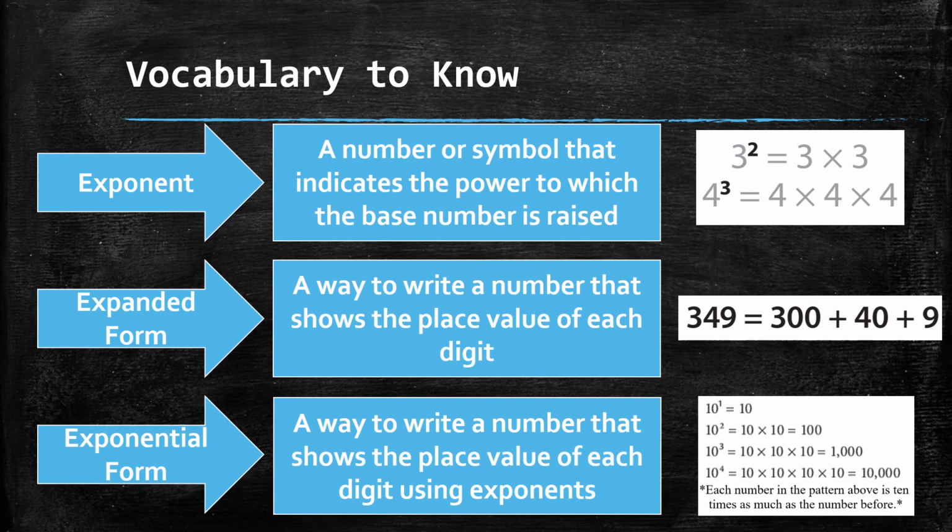And last, we have exponential form, a way to write a number that shows the place value of each digit using exponents. So over to the right, we have 10 to the first power equals 10, 10 to the second power equals 10 times 10, which also equals 100, 10 to the third power, which equals 10 times 10 times 10, which equals 1,000, and so on. Each number in the pattern above is 10 times as much as the number before.